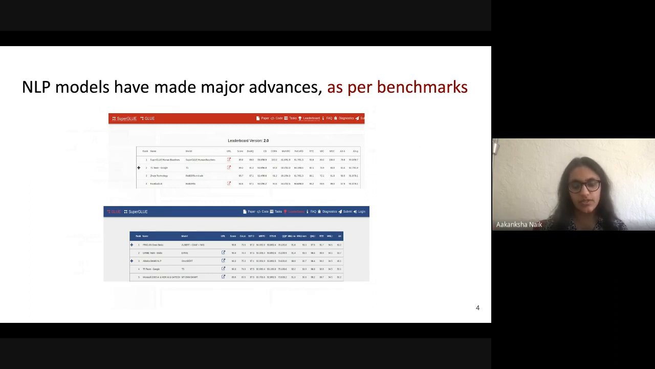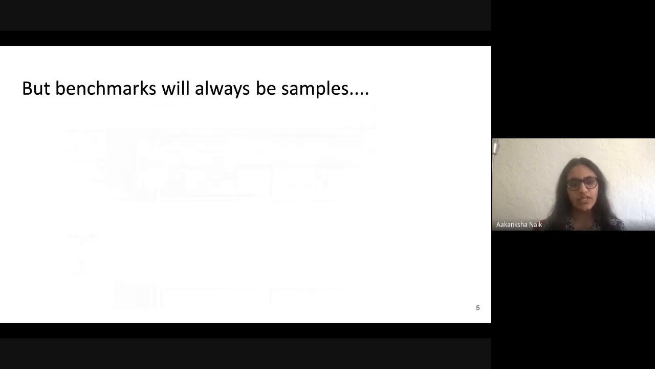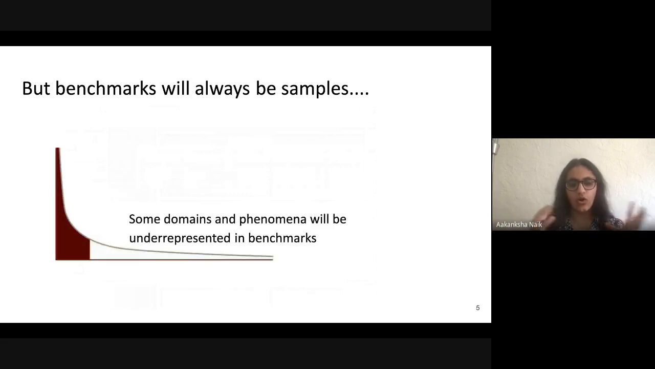These might be slightly outdated, but these are screenshots from the GLUE and SuperGLUE leaderboards. And we can see that models have reached or are almost close to reaching human parity on these huge datasets and benchmarks. But one thing that we need to keep in mind when we build models for these benchmark datasets and evaluate them on benchmarks is that benchmark datasets are always going to be samples from all of the free text that is available in the world. And so what this means is that there are always going to be some domains and phenomena that will be underrepresented in benchmarks just because they are low frequency.